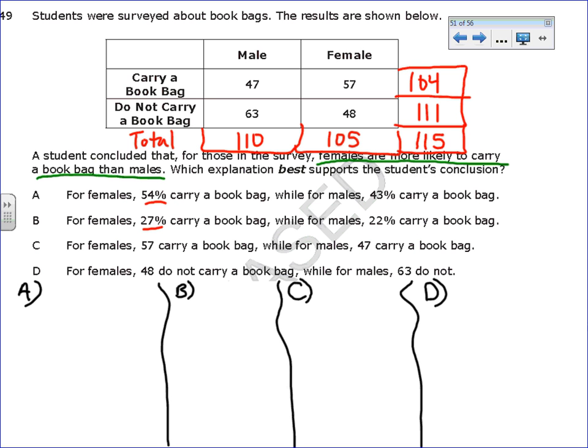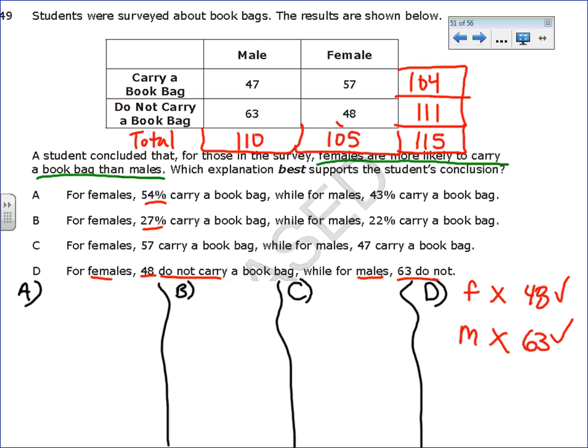It says, which explanation best supports the student's conclusion? Well, D says for females, 48 don't carry. Is that true? Females don't carry 48. Yep. So what I'm going to write is females not carry is 48. That is correct. The next thing that they say is that males 63 do not. So males don't carry 63. That's true. So I'm going to put males not carry 63. That's true. Okay? I'm going to keep going.